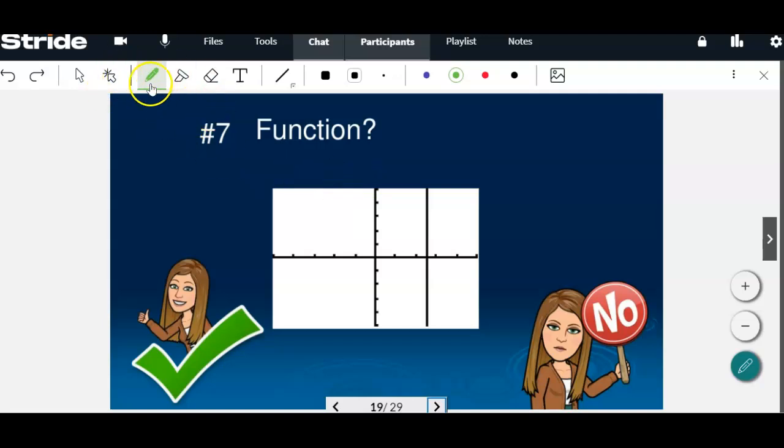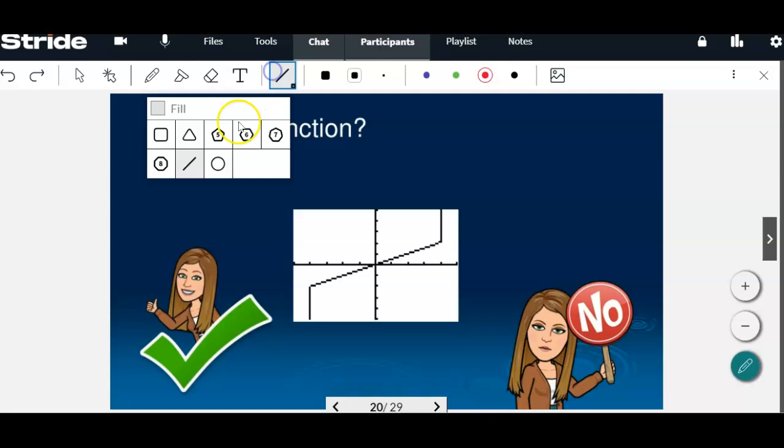This one, okay, so this is the y-axis, this is the x-axis, and our line is right here. So if we do the vertical line, you can see that it's right on it. So that's every point. So the y or the x values definitely repeat. So this is not a function.